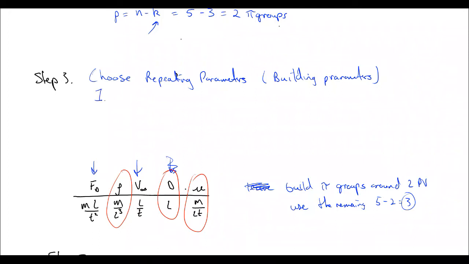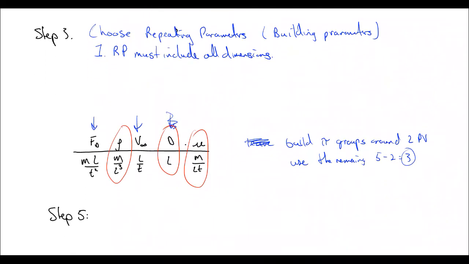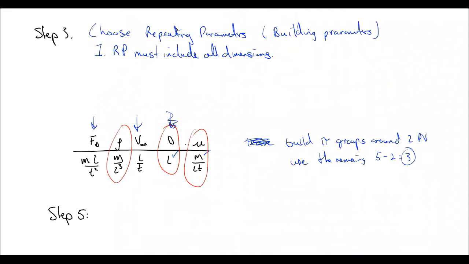So rule number 1, your repeating parameters must include all dimensions. So what does that mean? Our repeating parameters, which are circled in red, must have length, mass, and time represented in some way. So we have length, check. We have mass, check. We have time, check. Good, we're done. It can have multiple masses. Density also has mass, but we have to have at least one of them.